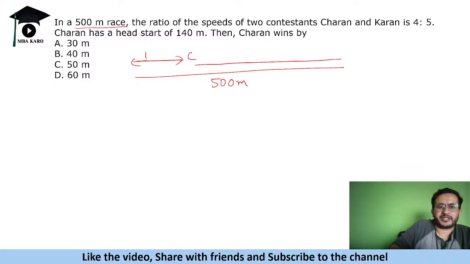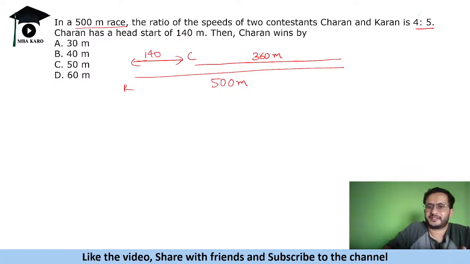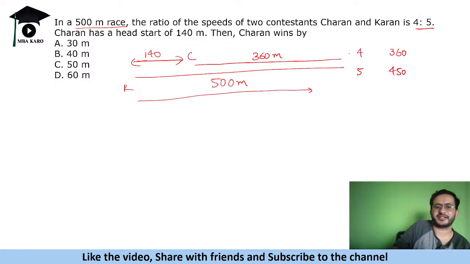So this is 140. So that means Charan has to cover just 360 meters and Karan has to cover a total of 500 meters. Now their ratio is 4:5. Okay. So the speed is given to us, and the ratio of distance covered will be 4:5, right? So 360 is the distance, so he will cover 360 and this person will cover 450 in that, okay. So he had to cover 500 meters, he has covered only 450 meters, so this person wins by 50 meters.